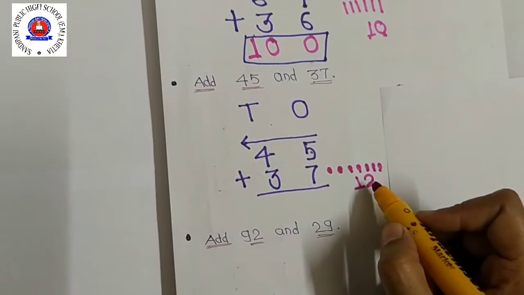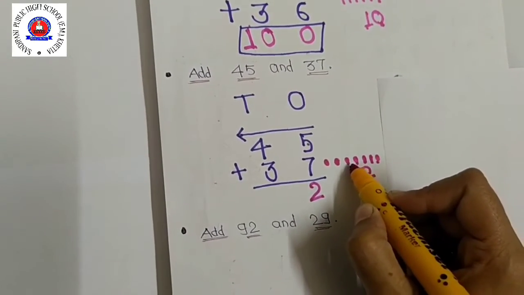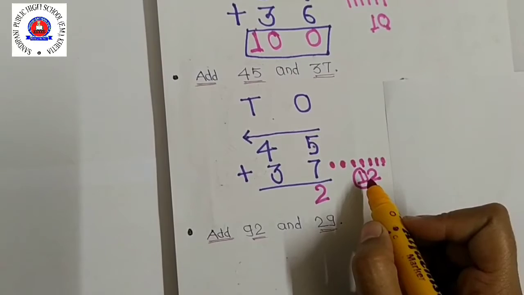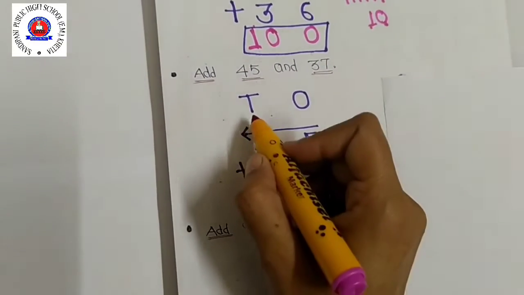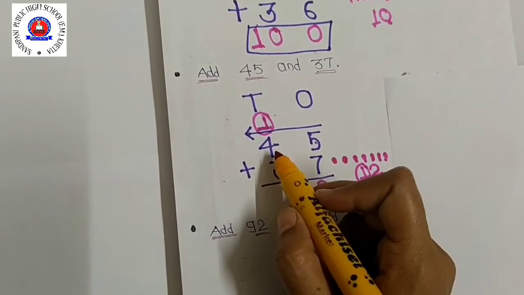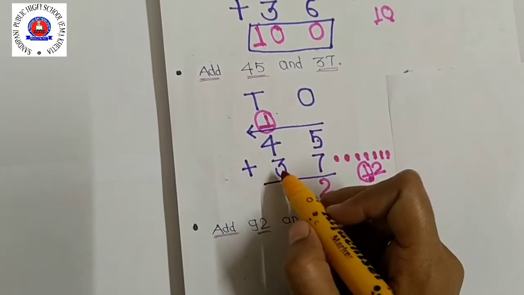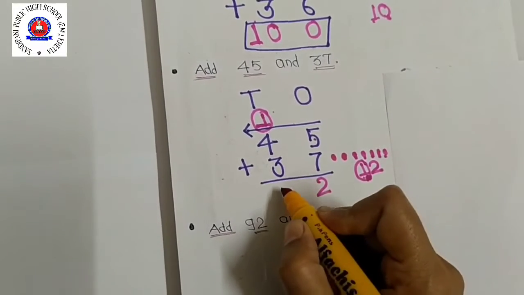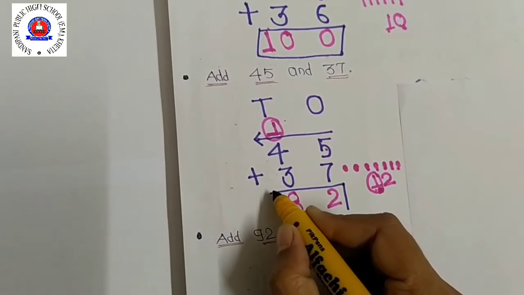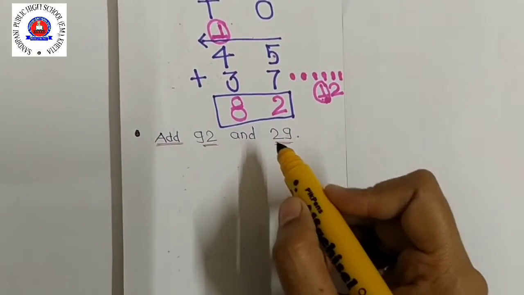12. Okay. So the same process is there. 2 is written in the ones column and this 1 is written in the tens column. It means that 1 is carried over to the tens column. So now here add this: 1 plus 4 plus 3. So 1 plus 4 is 5. 5 plus 3 is what? 8. So write here 8. Clear this one? Now the next problem, 92 and 29.